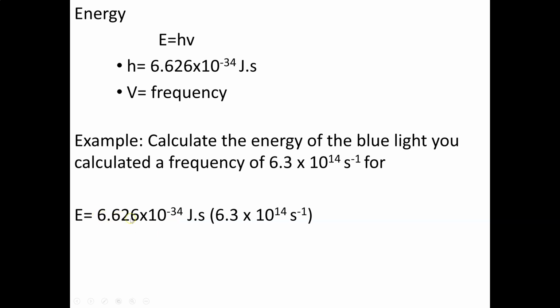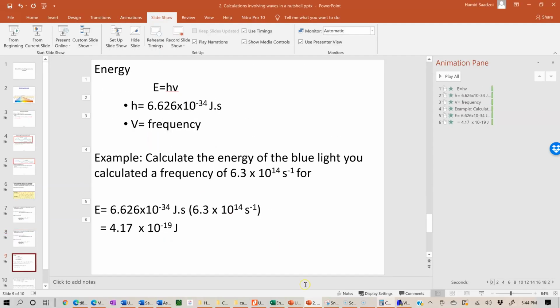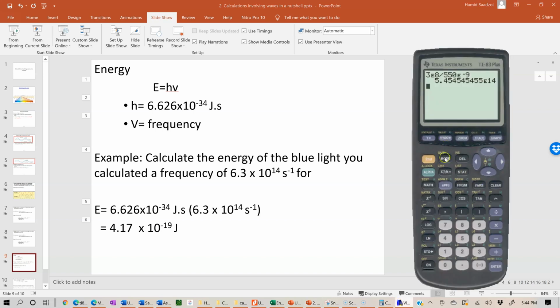You could do 6.626 times 6.3, get an answer, then do negative 34 plus 14 because you're multiplying, get an answer, and then make sure you have an answer in scientific notation. Or you could do it in your calculator. And for those who are like, well, how do you do it in the calculator? Let's take a look again. I'm using the TI this time because I like to use the TI. So let me clear this up.